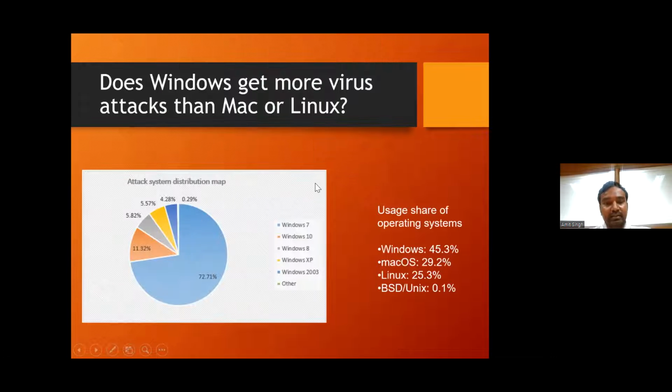And let's talk about Windows and Linux. So does Windows get more virus attacks than Mac OS or Linux? Yes or no? Yeah, please reply.